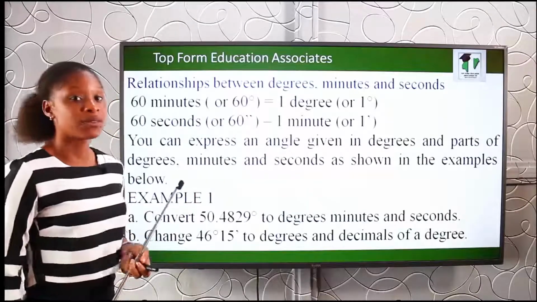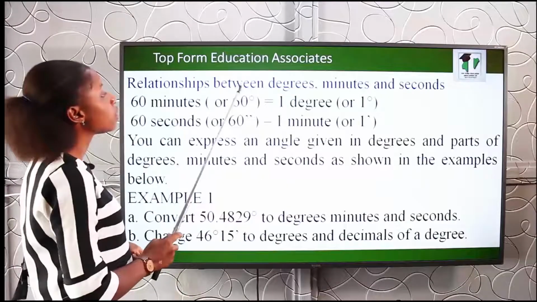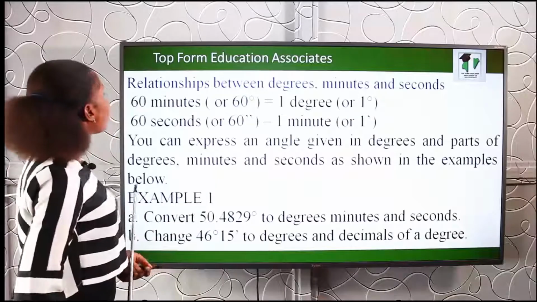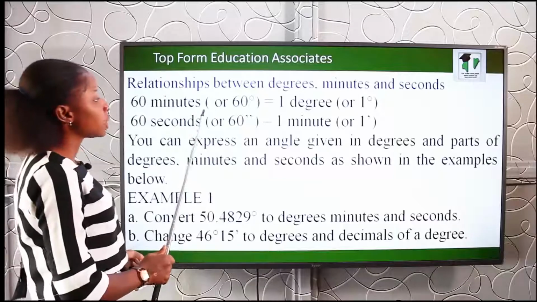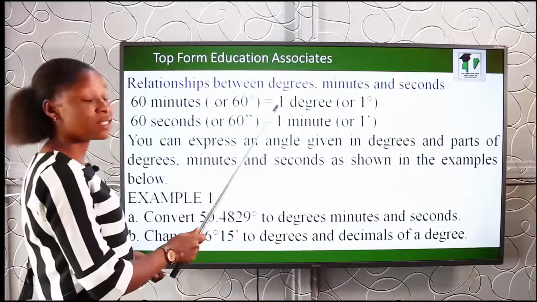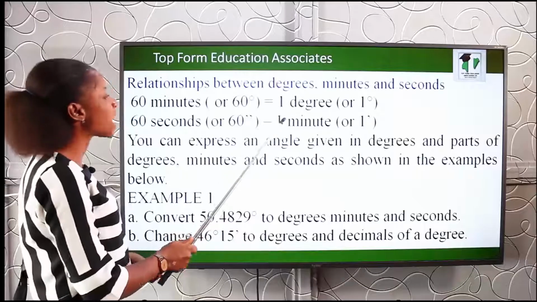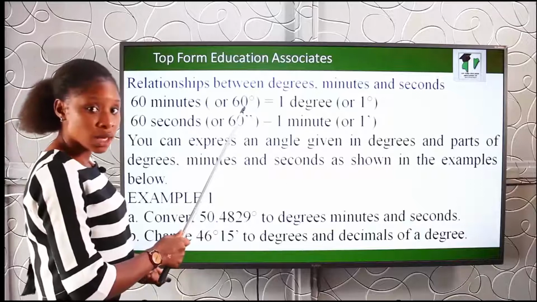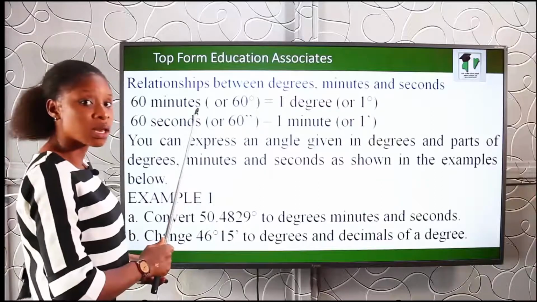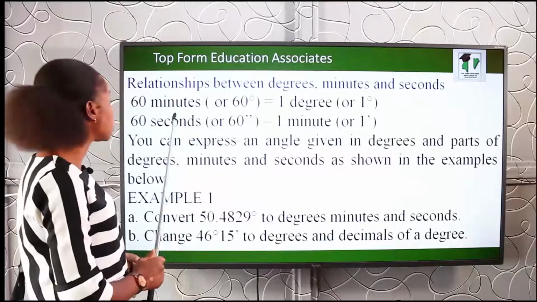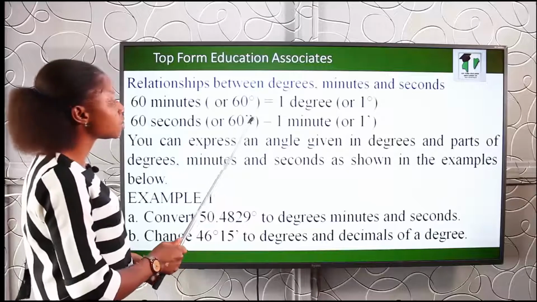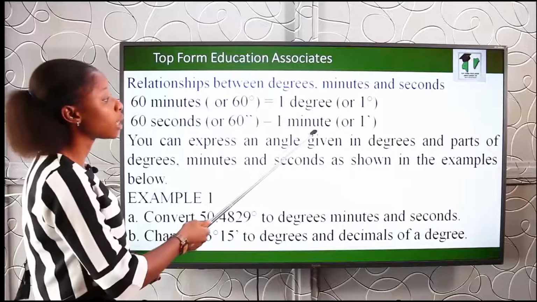Very quickly, we are going to be looking at the relationships between degrees, minutes, and seconds. Now, 60 minutes is equal to 1 degree. 60 minutes is the same as 1 degree. Are we following? We have 60 minutes in 1 degree. Likewise, 60 seconds, this is the symbol for seconds, is equal to 1 minute.